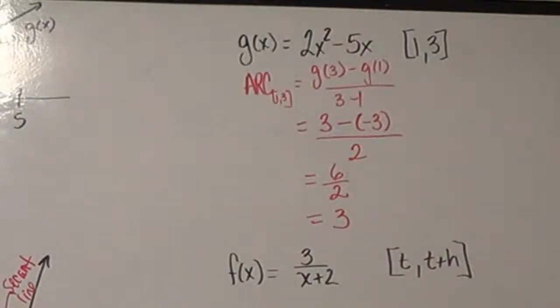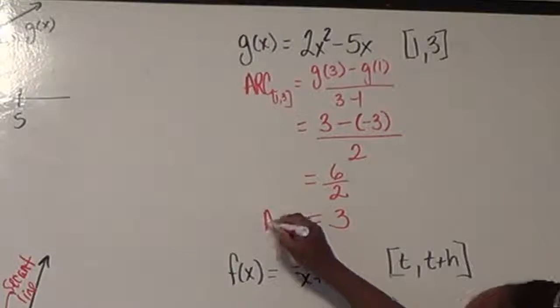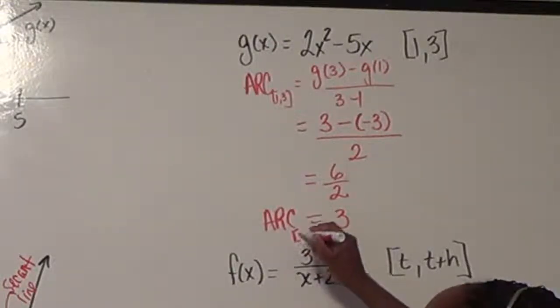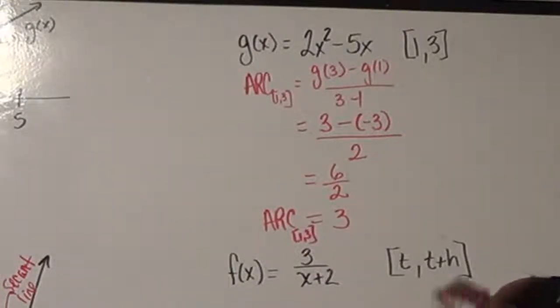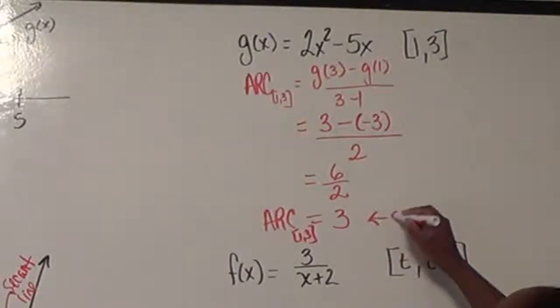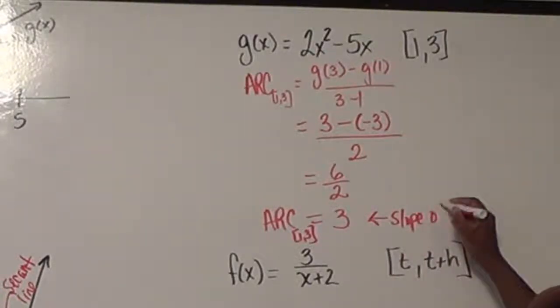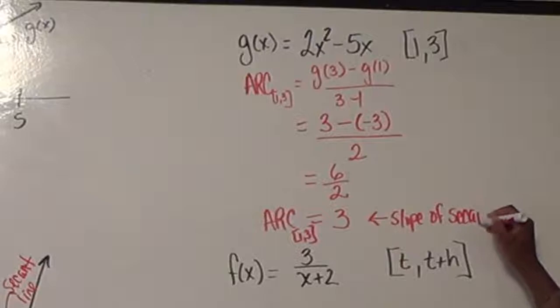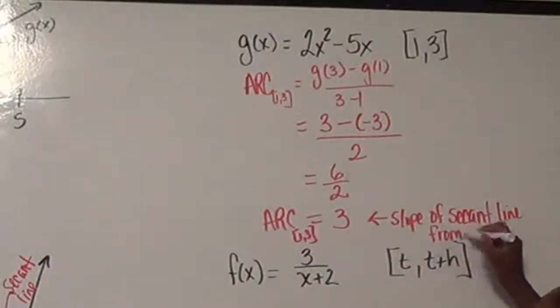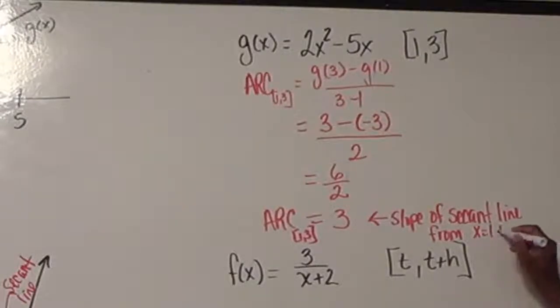Again, what this average rate of change is telling me is that on this interval, this is the slope of the secant line from x equals 1 to x equals 3.